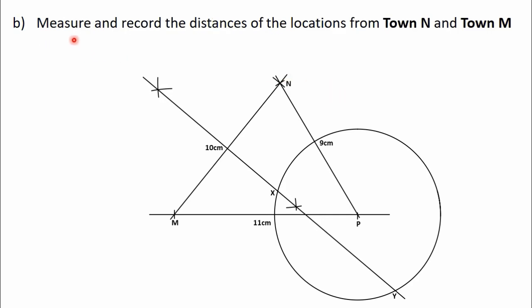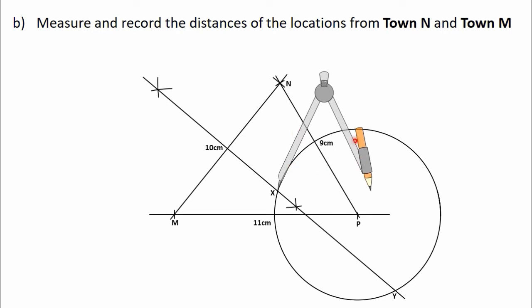It says that measure and record the distances of the locations from town N and town M. The question is asking us to measure and record the distances between these 2 points and town M and town N. So we will first measure NX and MX. After that, we will measure NY and MY. Let's begin with NX. To measure NX, I'll take the compass and put the needle on point X.